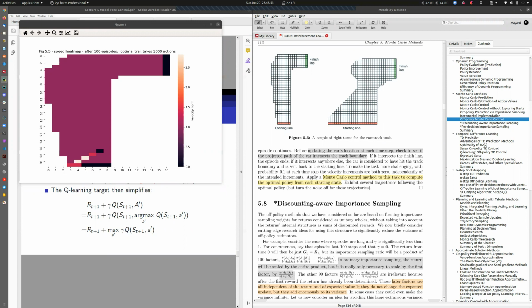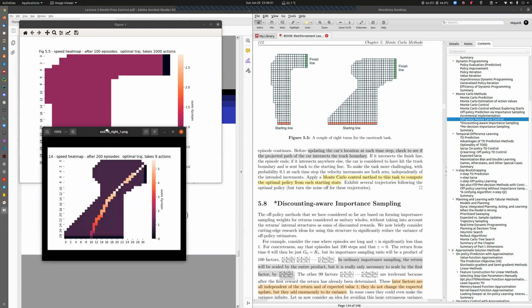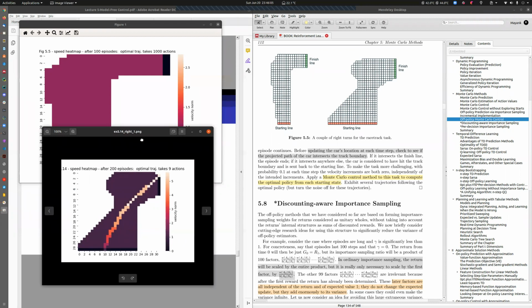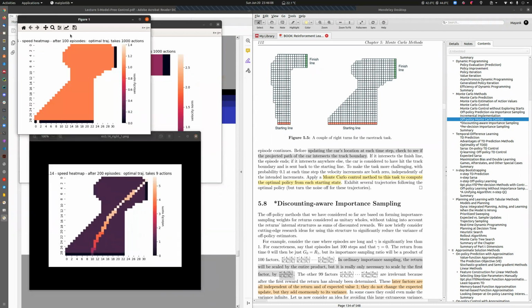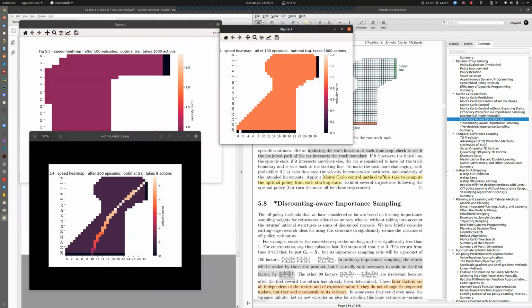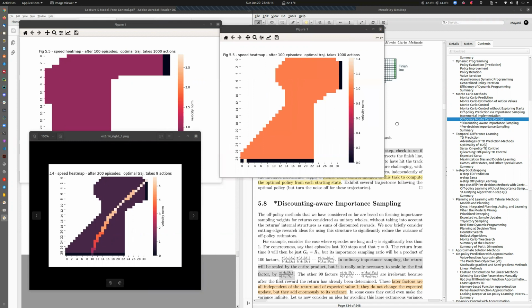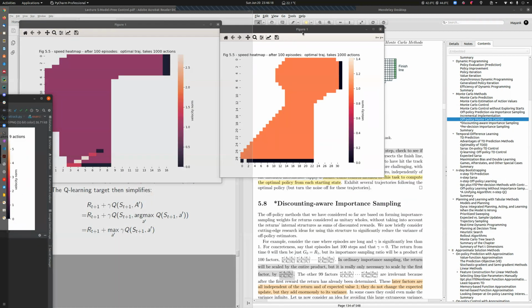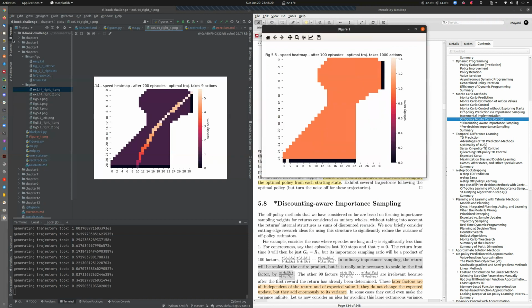So this will take a bit of time. I haven't run this earlier, so I apologize. But yeah, this is the optimal trajectory with respect to this example. It's still computing. If I can show you guys how the computation is being done.